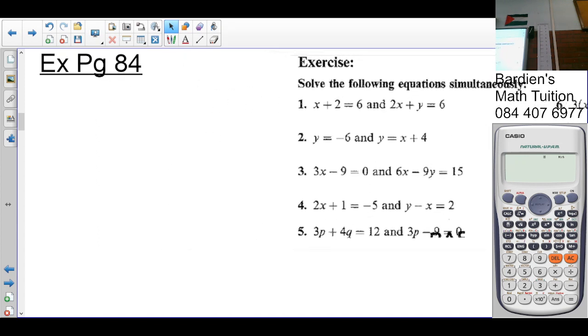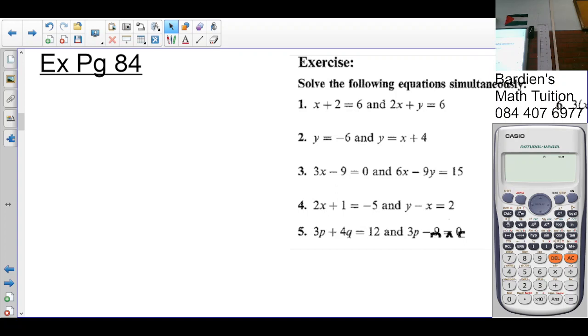Let's start off with the first question. What is your answer to number 1? X is equal to 4, yes? And Y is equal to negative 2. You all agree with that? Right. So X is equal to 4 and Y is equal to negative 2 is correct.